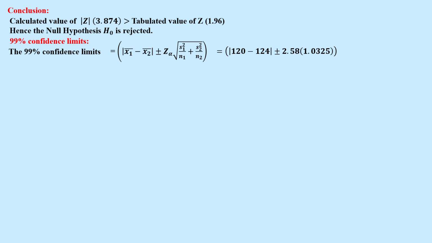Next we are going to find the 99% confidence limit. The formula is for the difference, so that is why we are taking the difference: modulus x1 bar minus x2 bar plus or minus z alpha into root of s1 square by n1 plus s2 square by n2. Substituting these values, 120 minus 124 plus or minus 2.58 into 1.0325. So we will get two values. One is 4 minus 2.6637, that is 1.3361, the lower limit. The second value is 4 plus 2.6637, that is the upper limit, 6.6639.